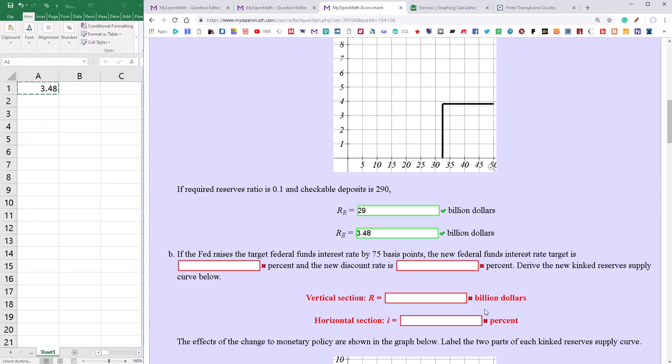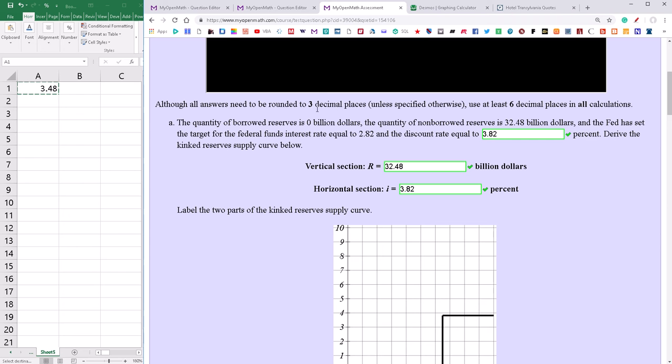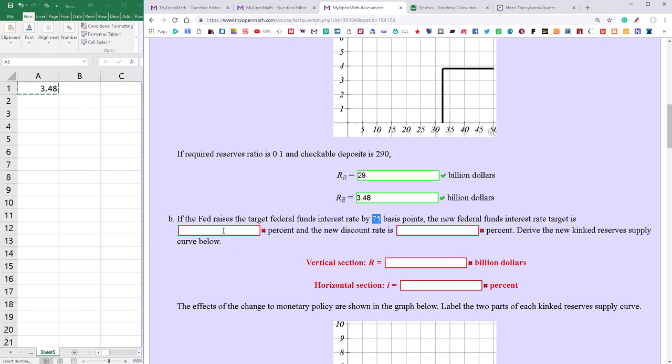Now, if the Fed raises the target federal funds rate by 75 basis points, the new federal funds rate target is what? Well, we have to add 75 basis points to the old target. The old target was 2.82, so we're adding 0.75. 0.75 percentage points is 75 basis points. So I calculate that addition over here, and I get the new target of 3.57.